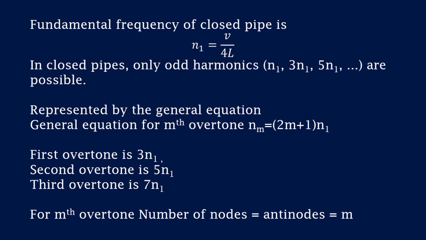can be represented by the general equation for the mth overtone, n is equal to (2m plus 1) into n1. The first overtone is 3 n1. The second overtone is 5 n1. The third overtone is 7 times n1. For the mth overtone, the number of nodes is equal to the number of antinodes, which is equal to m.